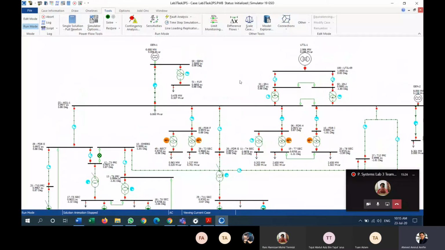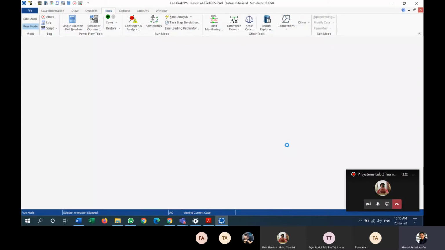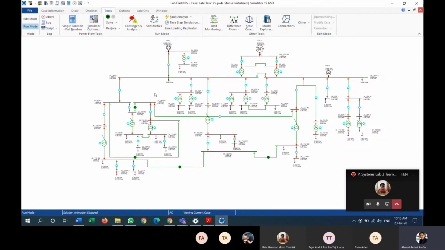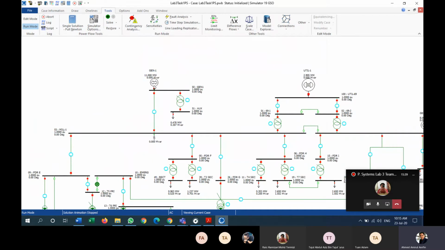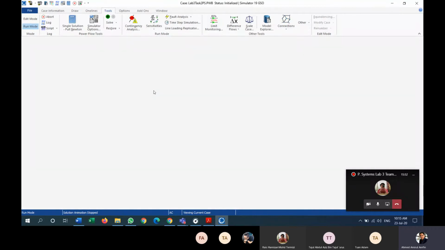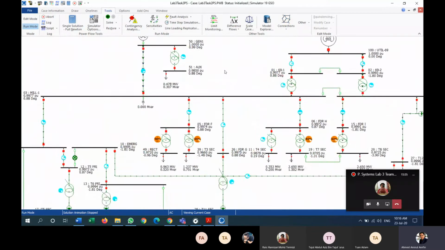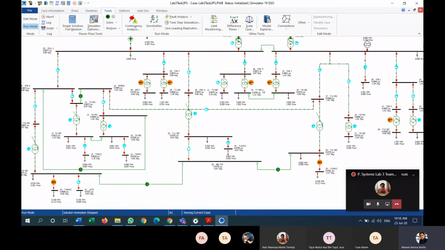Just see, this is the task 2 file. And now I am opening the task 1. See, this particular generator is connected here. This is the red button. Now I am opening this one. You see, this one is open.